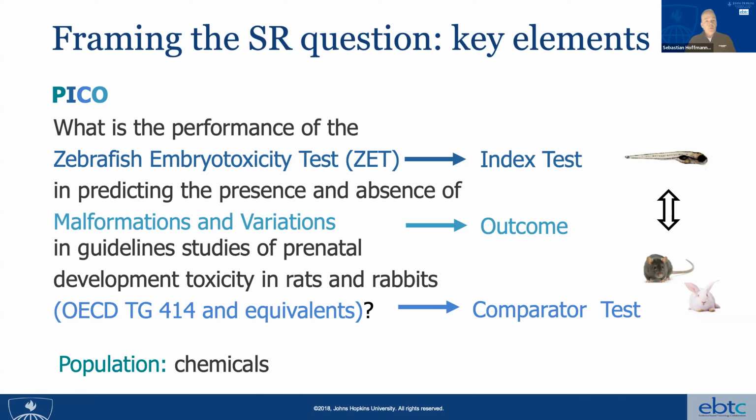So what is the performance of the zebrafish embryo toxicity test in predicting the presence and absence of malformation variation in guideline studies of prenatal developmental toxicity in rats and rabbits? So you see, the zebrafish is our index test, the mammalian tests are the comparators. We were very generic and inclusive on the outcomes. We just talked about malformation and variations. And if you wish, the population were the chemicals to be assessed, to be addressed in the review.